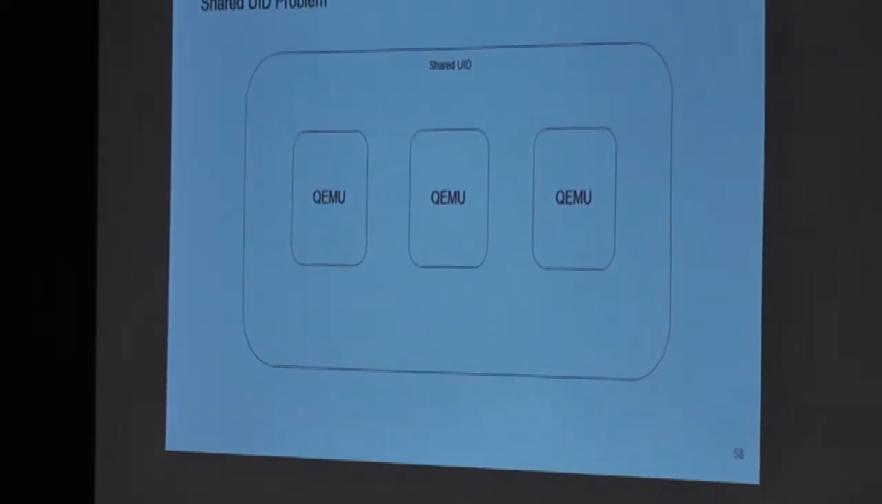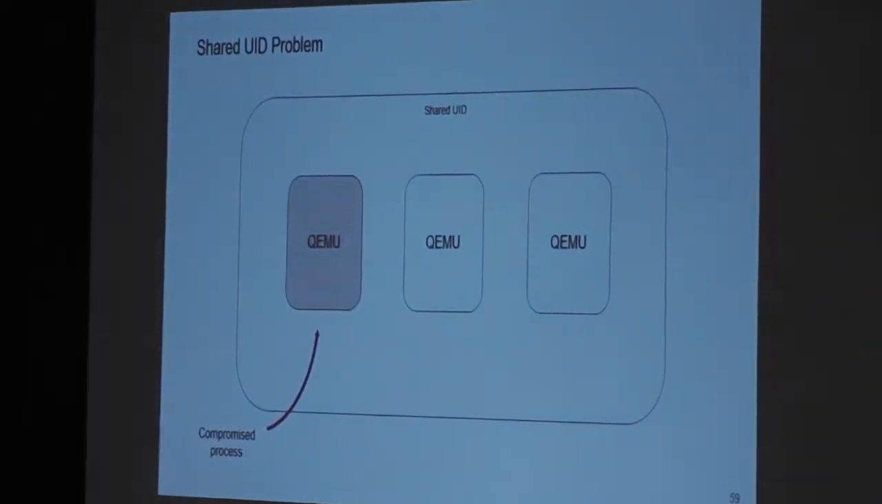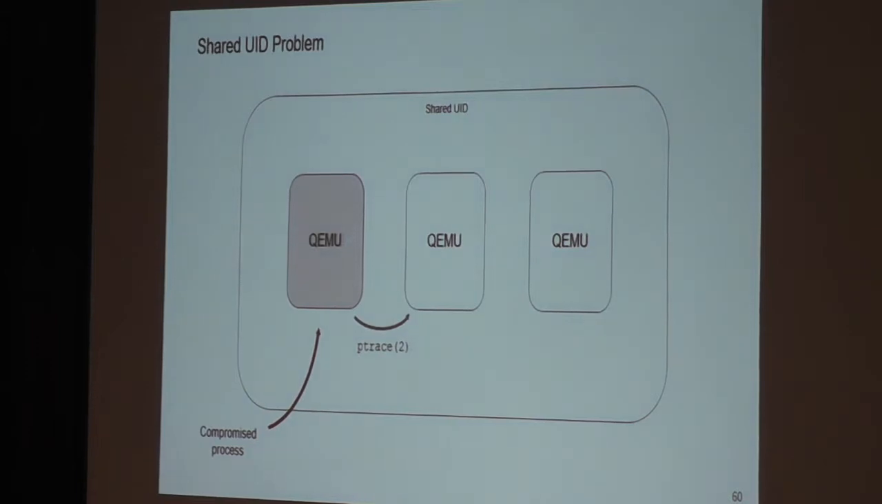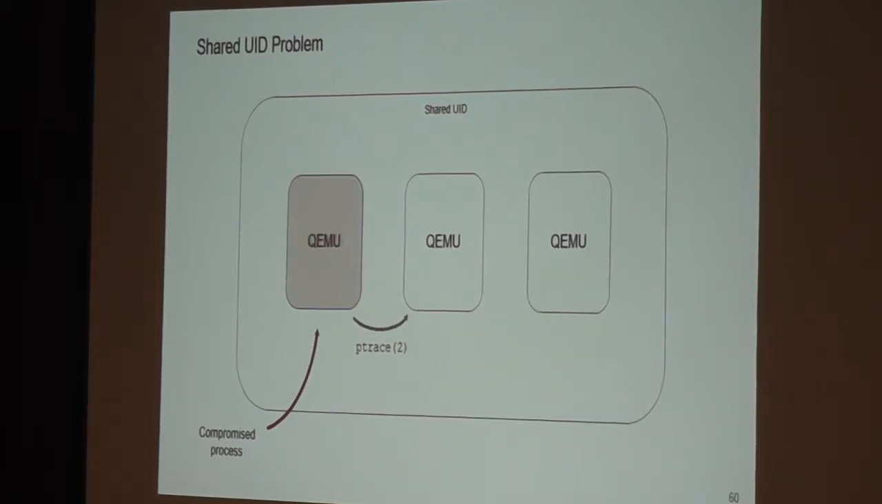But why isn't this a good idea? Well, if one of those processes gets compromised, then it can issue a ptrace against one of the other processes for the same user. And now, whilst QEMU can't directly see the guest's memory because of the other restrictions we put in place, it can still see the interactions between that QEMU and its guest, so it can still introspect on it.